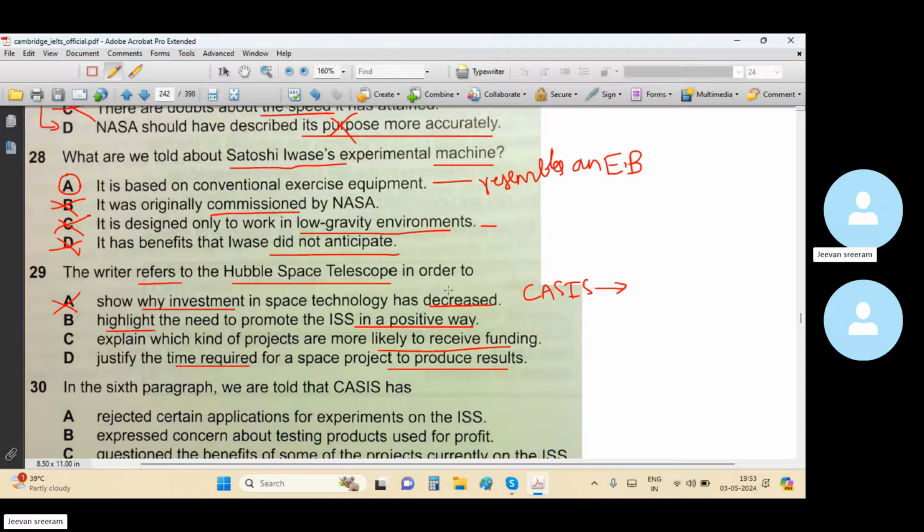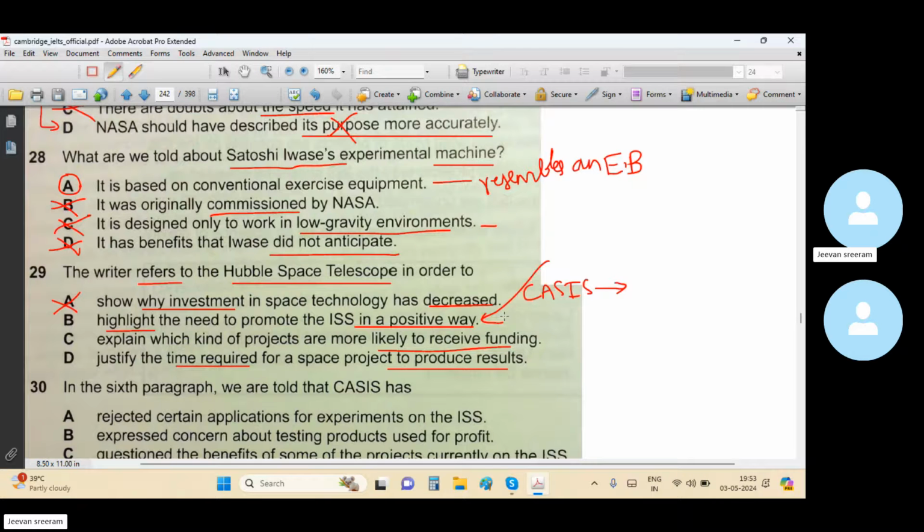So the author's motive is not to explain why investment has decreased. No, it is about how CASIS should work hard for the investors, because investors can look at other research like the Hubble Space Telescope, which cost less and produced more papers. So it highlights the need to promote the ISS in a positive way. Yes, that is their responsibility.